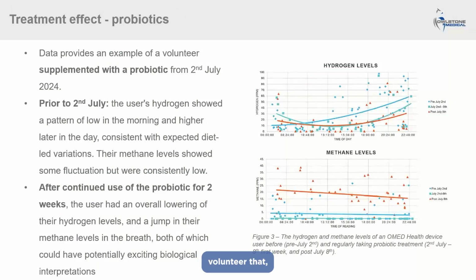This is a case of a volunteer that regularly sampled their breath using the OMED device as well, building a baseline of their hydrogen and methane levels along a definite period, which then started to supplement with a probiotic. So after a continuous use of probiotic for 2 weeks, this individual had an overall lowering of their hydrogen levels and an increase of their methane levels, which reflected a significant change from their baseline, as you can see.